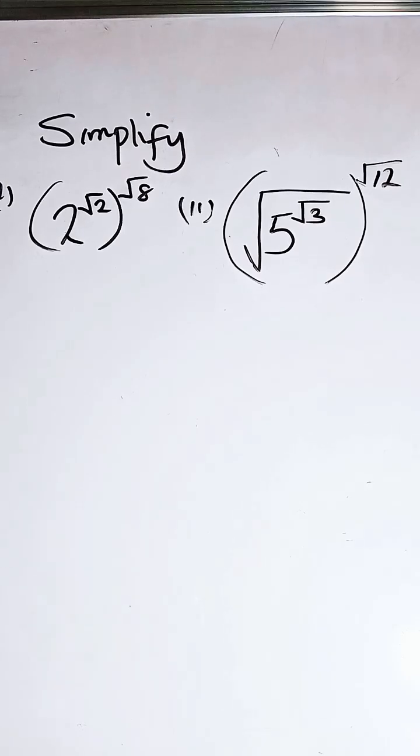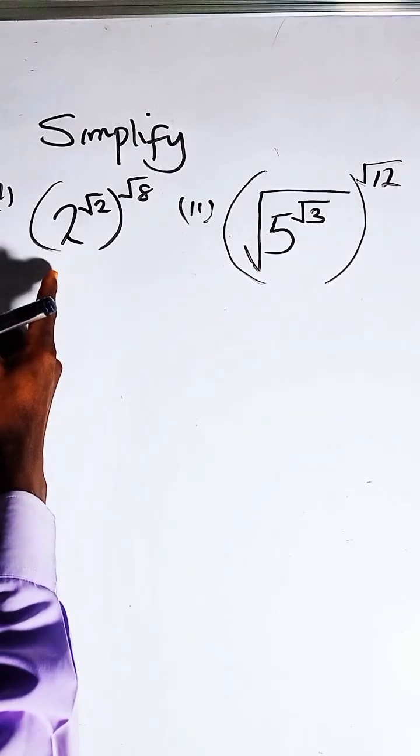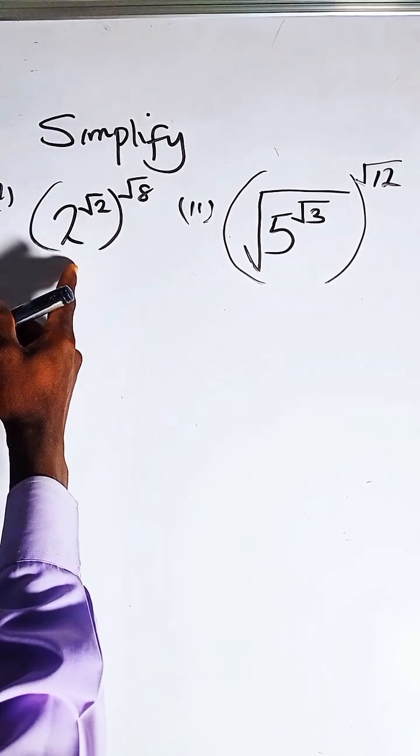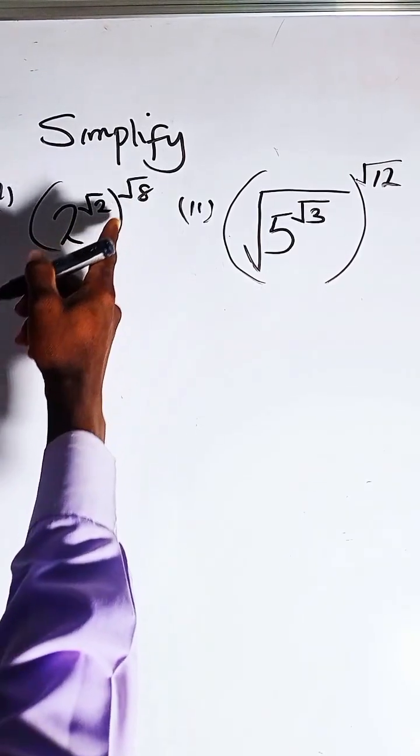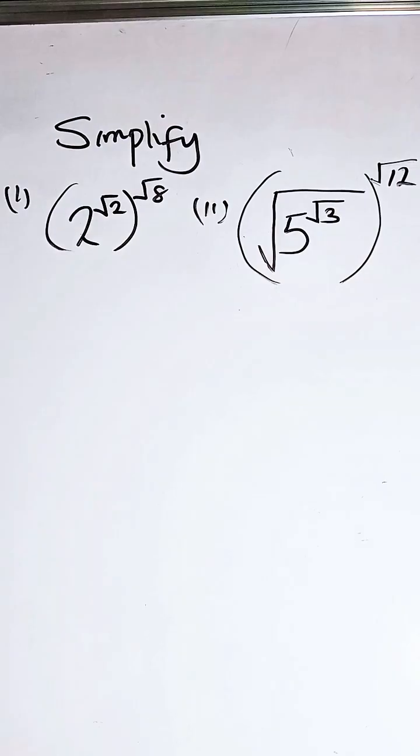Simplify this radical expression. We have the first one to be 2 raised to the power root 2, and the external exponent is root 8. So how do we simplify this? Solution.